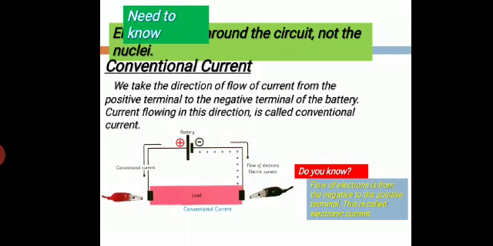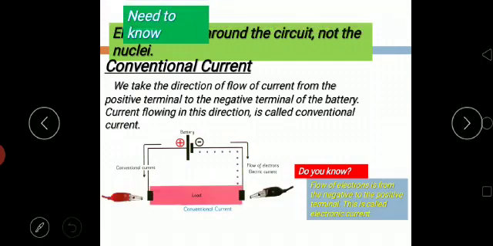What is conventional current? Students, we take the direction of flow of current from the positive terminal to the negative terminal of the battery. Current flowing in this direction is called conventional current. In this diagram students, you can see this is the positive terminal and this is the negative terminal, and the flow of current is from the positive to the negative terminal. So the current flowing in this direction is called conventional current.